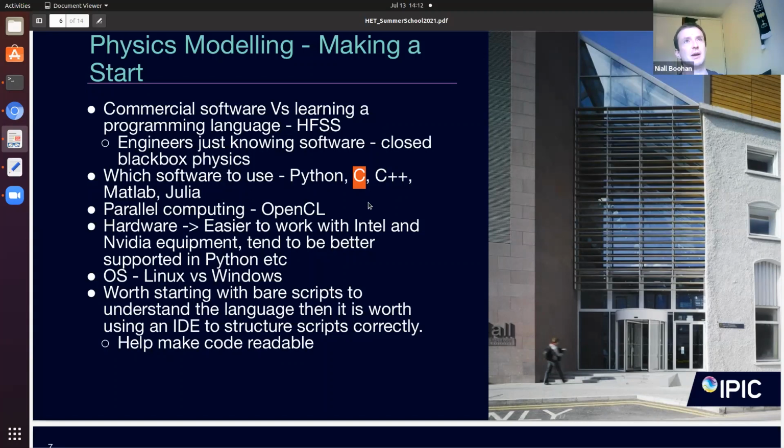So the graphics card is the big one because your graphics card will have a lot of really simple CPUs, which are useful for physics modeling, because you can carry out 10 times the amount of calculations than your CPU could do. But again, it's hard to program on your GPU. Hardware, if you're starting off, it's best to start off with Intel hardware and NVIDIA hardware as opposed to AMD and I can't remember the other companies because they're much better supported.